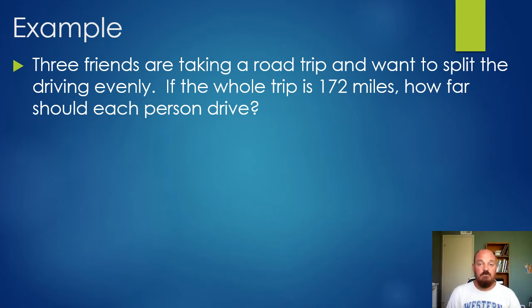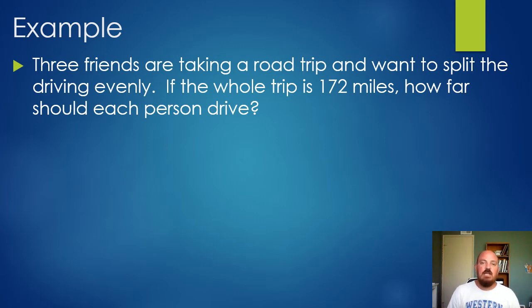So here's a quick and fairly simple example of a word problem. Three friends are taking a road trip and want to split the driving evenly. If the whole trip is 172 miles, how far should each person drive? I don't need a picture for this one. I read the question, I understand it: three people are going to split driving evenly. So let's name our variable. X is how far each person should drive. That's what we're trying to find.